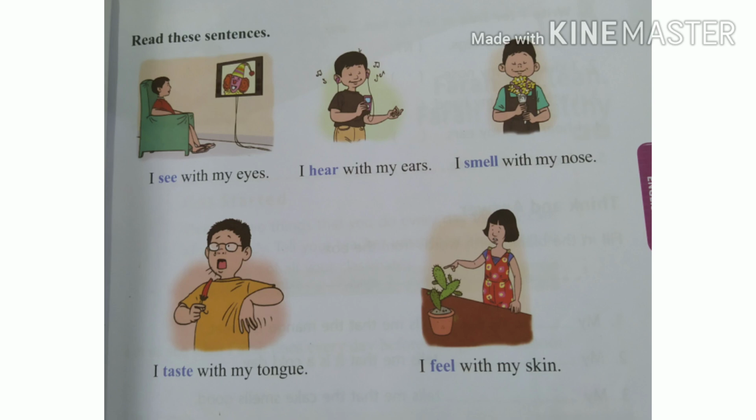Next one is I smell with my nose. Yes, so what is the use of nose? We can smell different things. Good smell, bad smell, pungent smell, etc. The smell of perfumes, smell of delicious food, smell of flowers, etc.